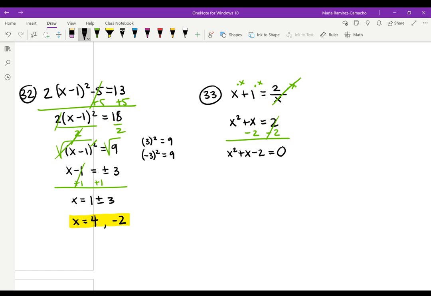From here, we've got a couple of different options. We could use the quadratic formula to solve for x. We can factor and use the zero product property. You could even complete the square if you wanted to, although I wouldn't recommend that one because you've got an odd x term. Let's try factoring.